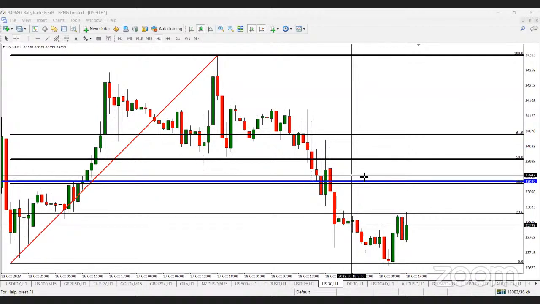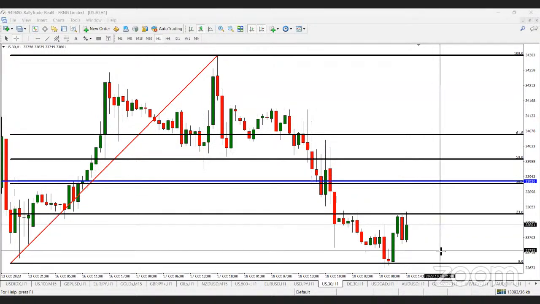Okay. You understand? So that's what we're talking about. The fact that Fibonacci can also be used simply, especially for those people who do not have access to support and resistance. Fibonacci can be used plainly as support and resistance.